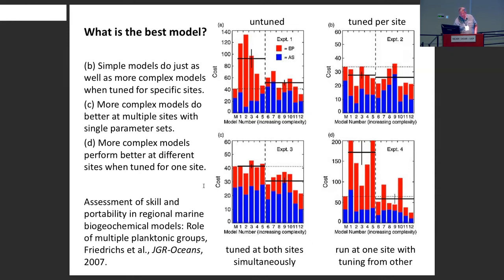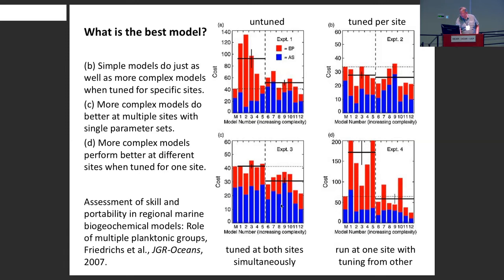However, if you tune them, in these plots, a high value is bad. So that's a penalty function about how well it's doing compared to observations in the Friedrichs paper. In this lower left panel, she tried to tune the models to do well at both locations simultaneously. And when she did that, she found that the more complicated models did better at both locations simultaneously than the less complicated models. So there was some benefit with that complexity that wasn't evident when you just looked at one site.